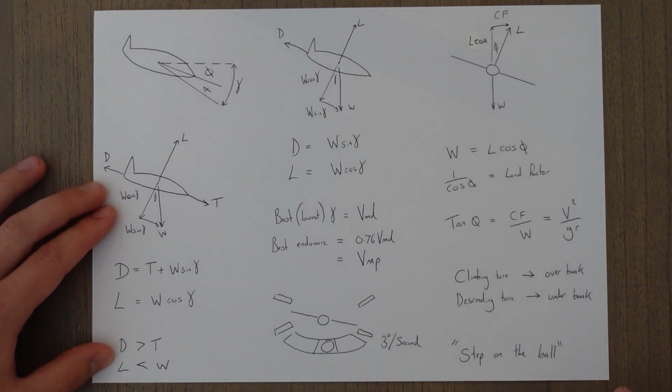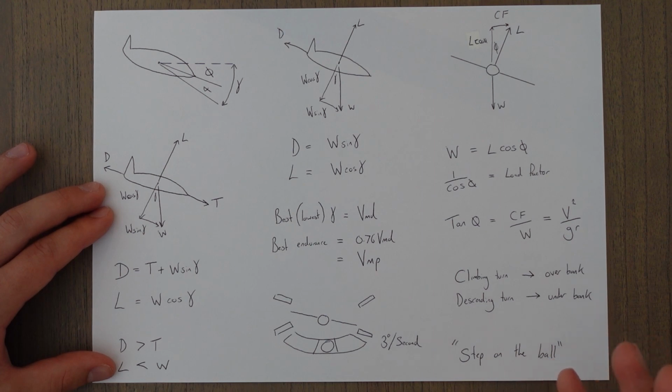Turn coordination that we use to avoid that feeling of making us sick in uncoordinated turns is done through the use of a turn coordinator, and we step on the ball to correct. If the ball is out to the left, we step on the left, and if it's out to the right, we step on the right.